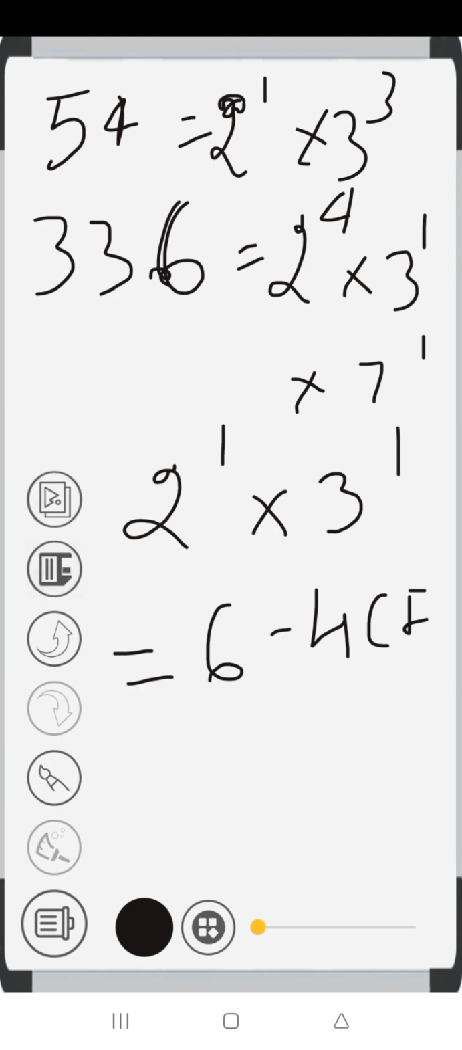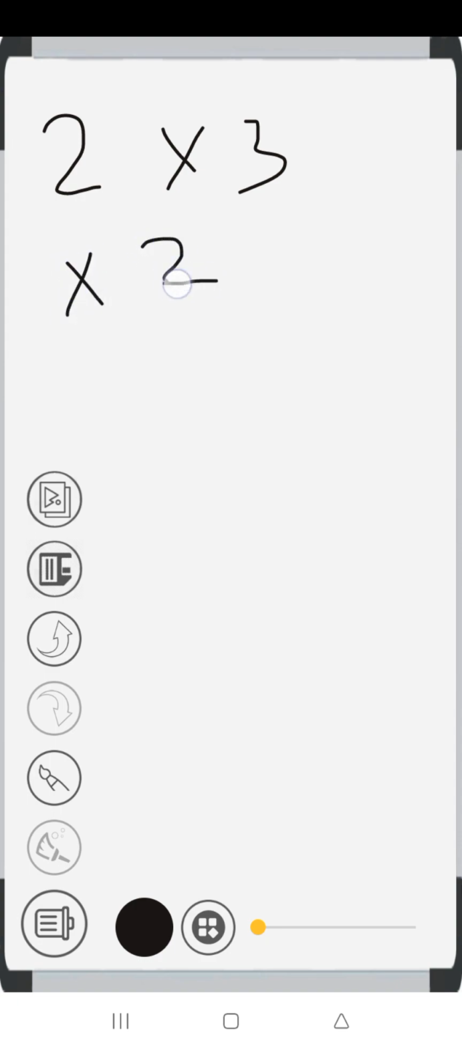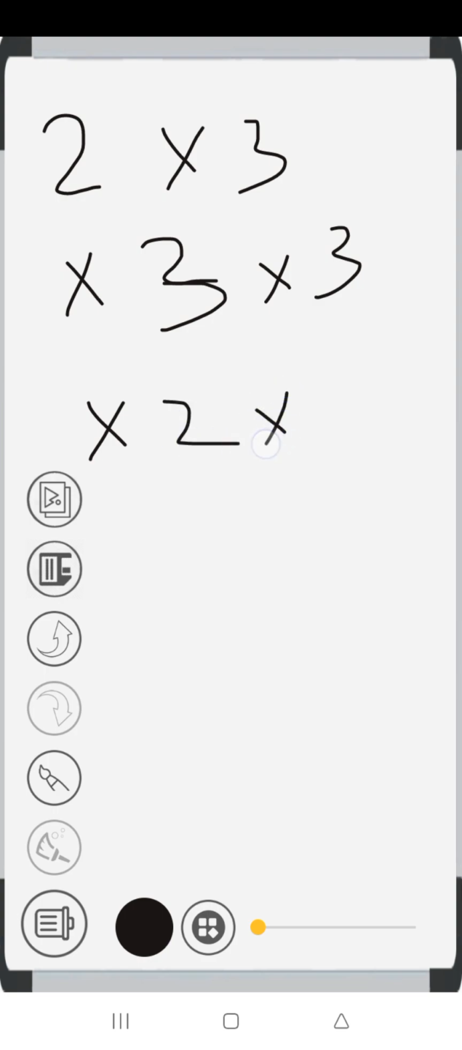Similarly, if we calculate for LCM, we can take it as 2 is one time common and 3 is one time common. So writing it one time. Other than that, there are 2 threes in 54 and 3 twos in case of 336, into 7.